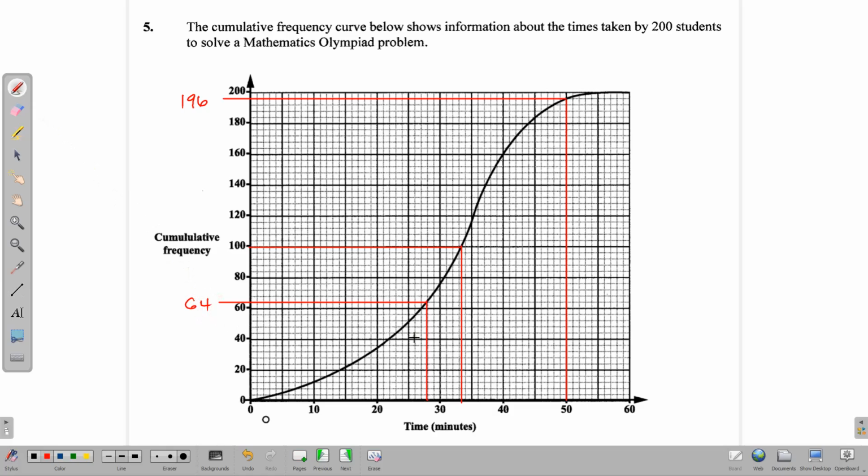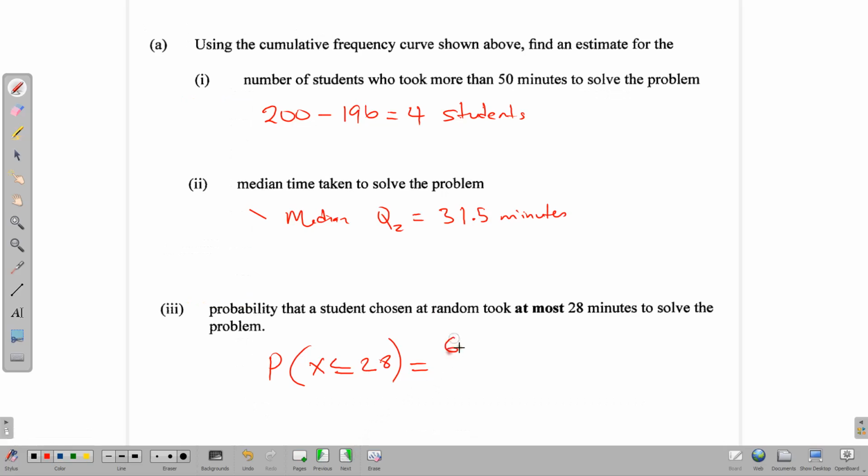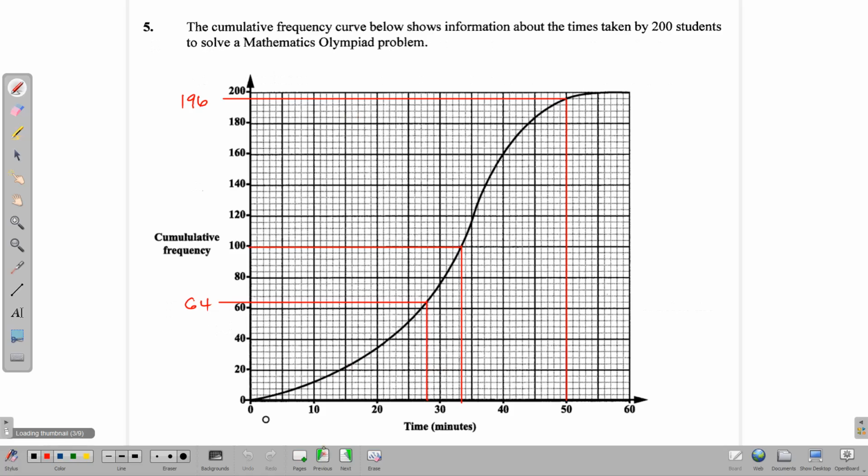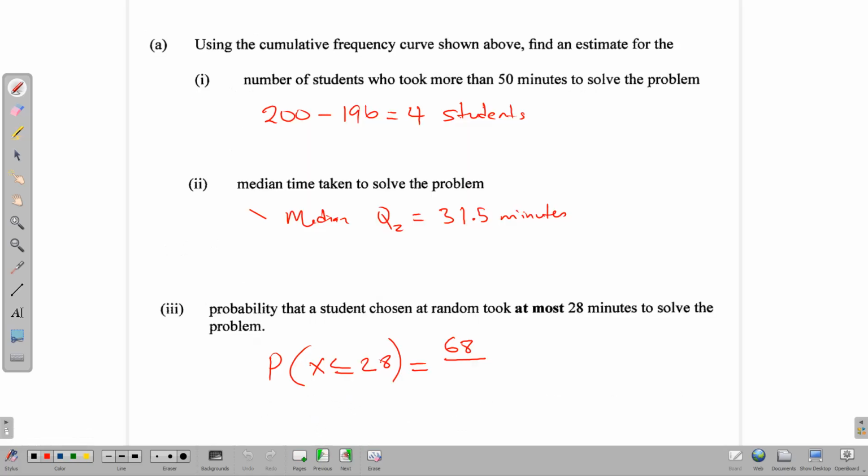So 64 students took at most 28 minutes. Is it 68 or 64? 64. So 64 students took at most that time, and that's out of 200. So we write that as 32 over 100 in probability.